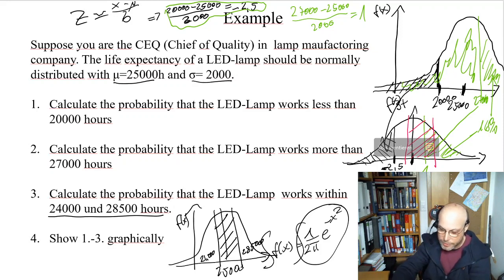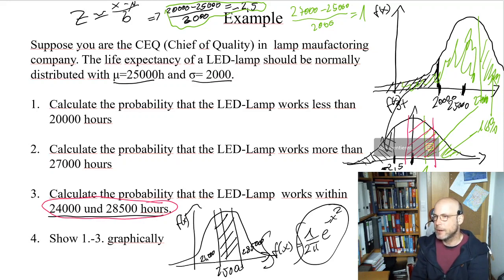Well, of course, what I showed you in Excel, we just put in the numbers 24,000 and 28,500, pressing enter, and we are ready. But also, how do we do it if we translate it into the standard normal distribution? So what we have to know is this number and this number. Quite complicated. Please help me.